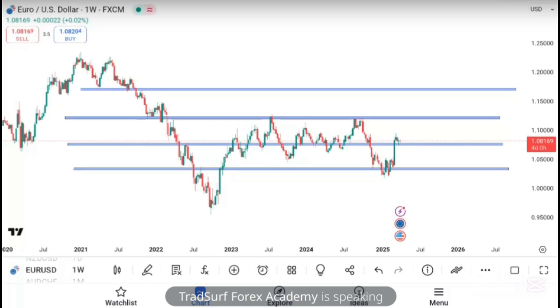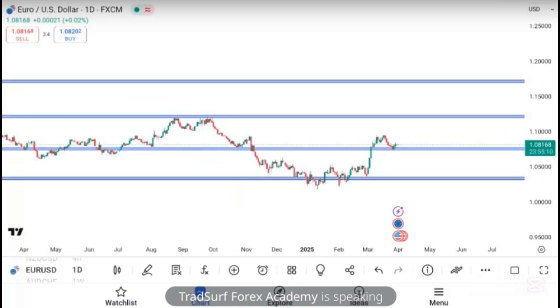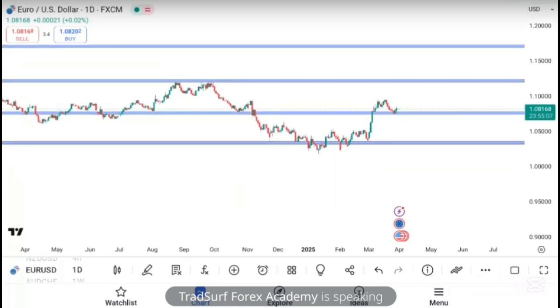So this is it in regards to top-down analysis, and this is the second part, which you mark your key levels on your weekly time frame. Then we move to our daily time frame. What is our daily time frame saying?